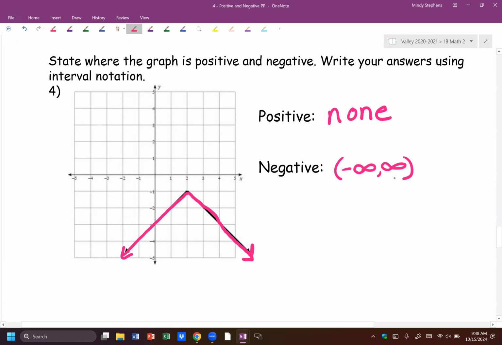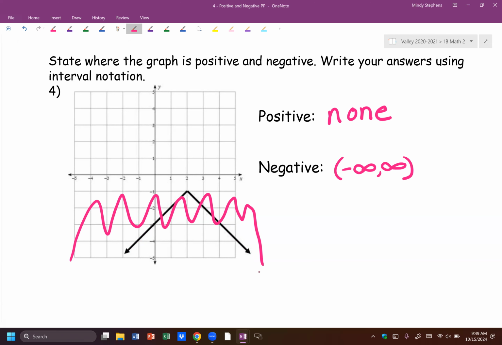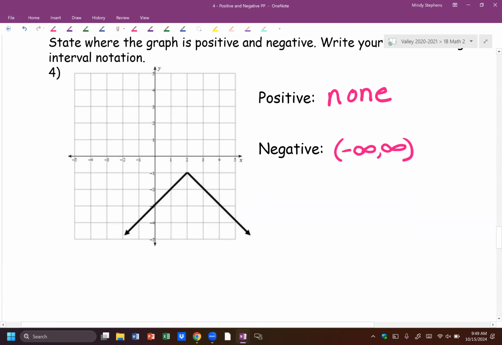I could even have a graph that kind of looked like this. Like if I just had something that was like this, it never is positive. It doesn't matter what the graph looks like. All I care about is it's all below the x-axis. It never goes above the x-axis. So you're just looking at where it is. Is it above or below? It doesn't matter what shape it is. Is it above or below?